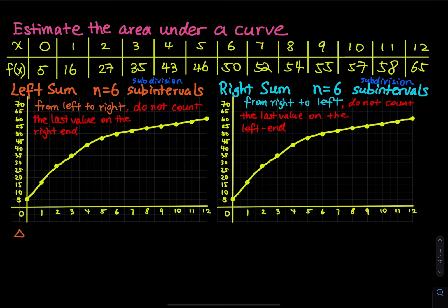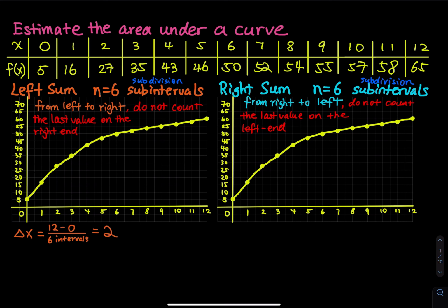So we have delta x. What is that equal to? Delta x is equal to, you have to look at the domain. We are looking for the maximum value, which is 12, minus the minimum value, 0. And then how many intervals do you want? You want 6 intervals, right? So you divide by 6 intervals. 12 divided by 6 is equal to 2.